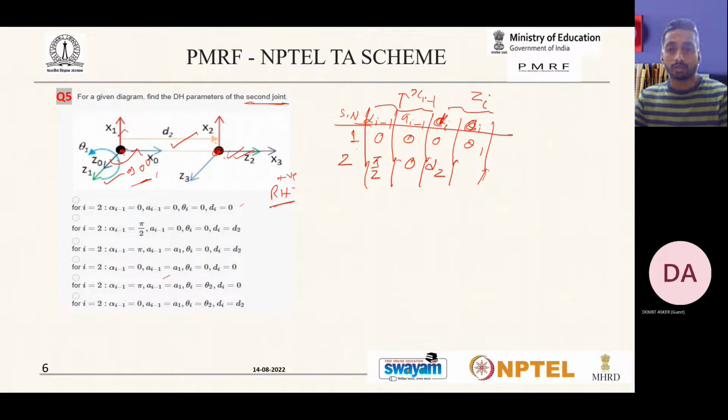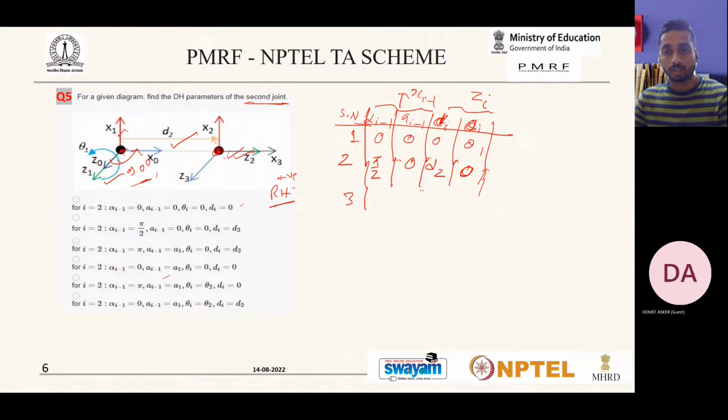And now we have theta i. So what is theta? From Z2, we have to measure the angle between x1 and x2 along Z2. You can see both are parallel, so there is no angle difference. So this is 0. So this is for joint 2.